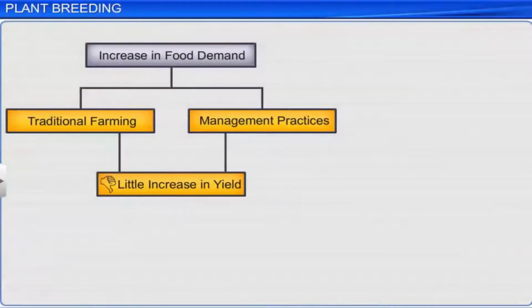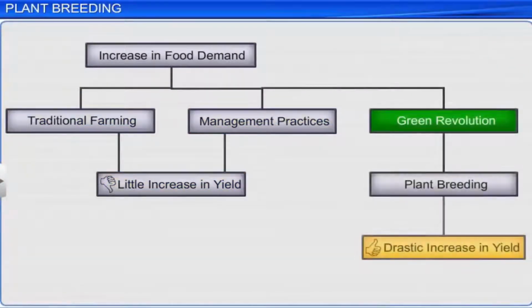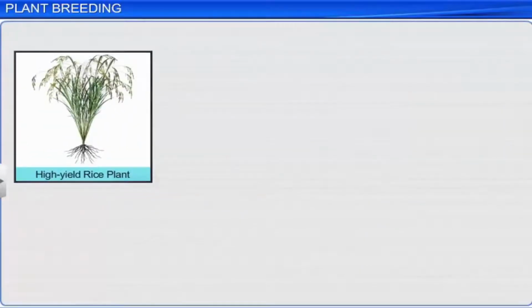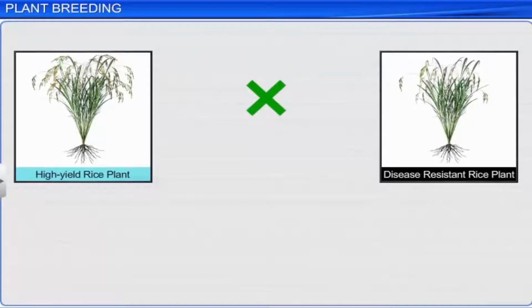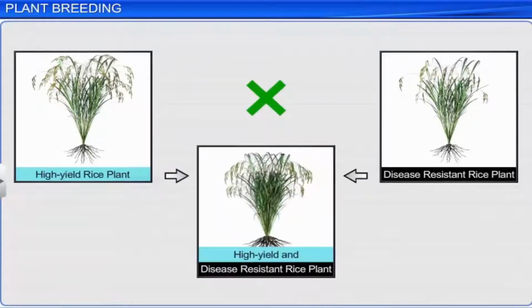It was only during the 1960s that the Green Revolution brought about a drastic increase in the production of high-yielding, disease-resistant crops like wheat and rice by employing plant breeding techniques. Plant breeding involves crossing between plants with desired characters to produce offspring that possess the superior characters of both their parents.